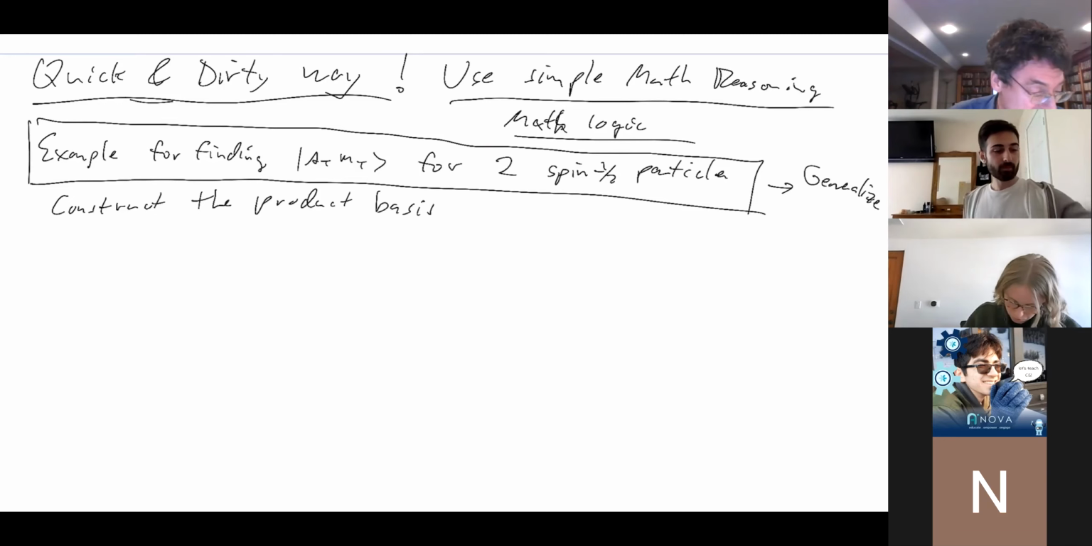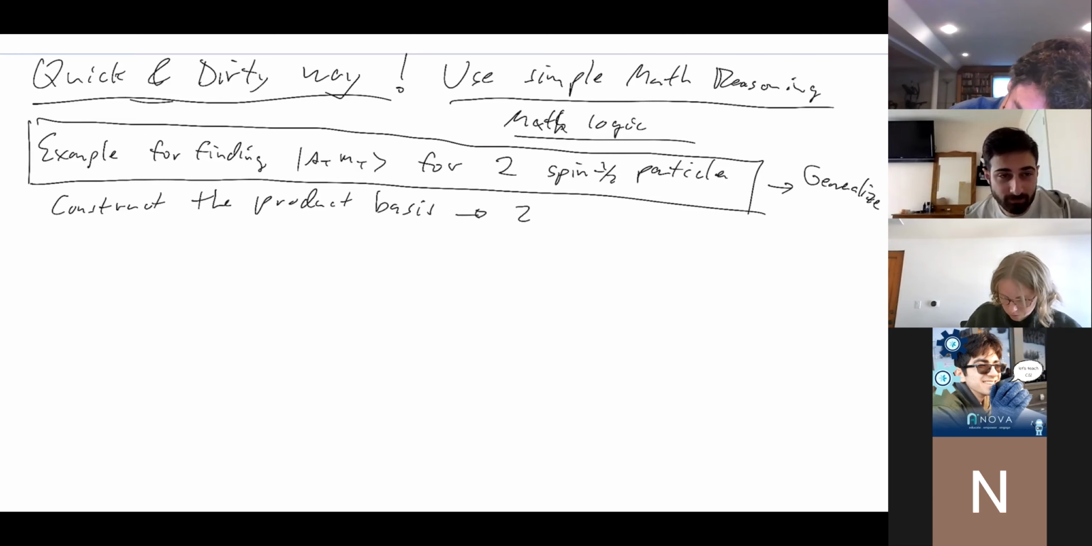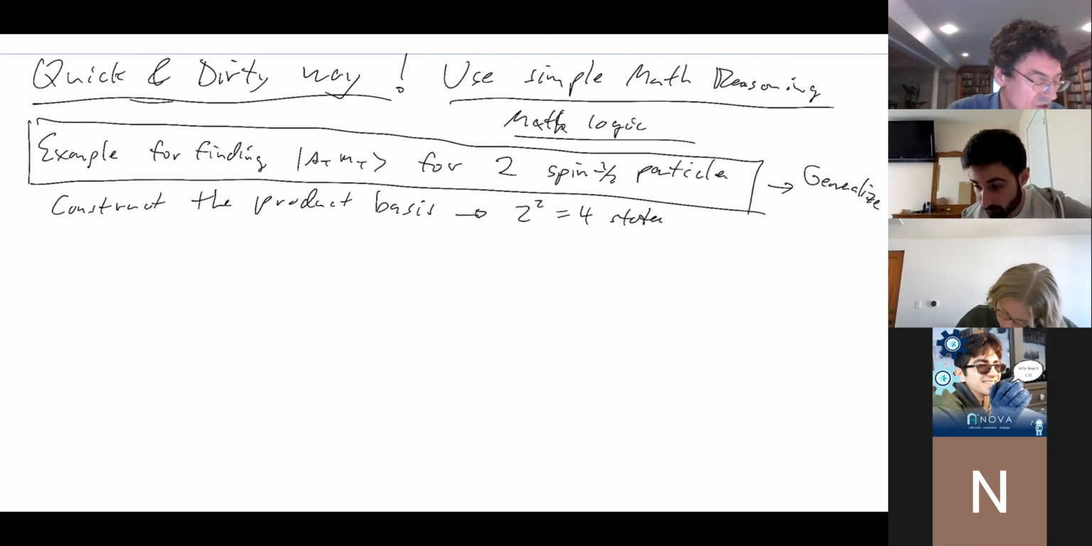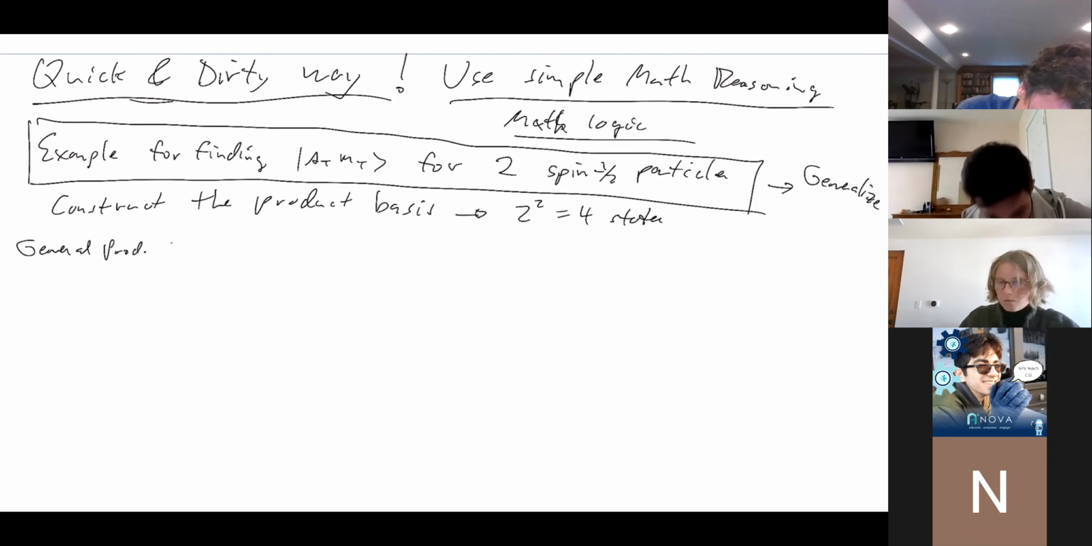So the product basis is, you know that I already did it. There's 2 particles, so it's 2 to the 2. There's going to be 4 states. I already wrote them down, but I'll write them down again because this is sort of the lingo. The general product state can be written like this. It's going to be S1 M1 times S2 M2.